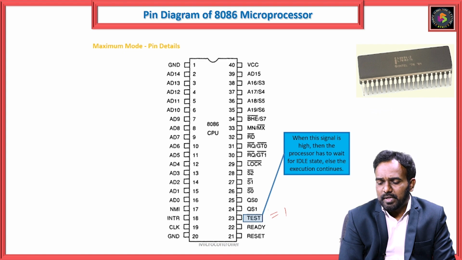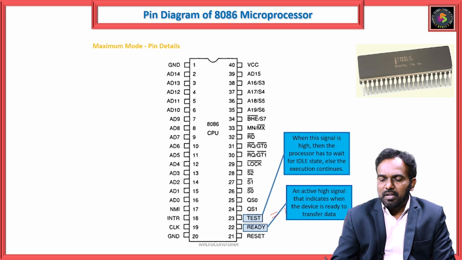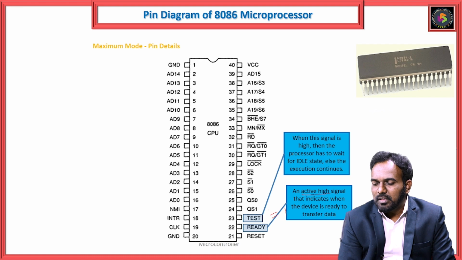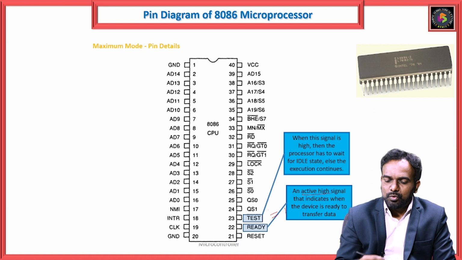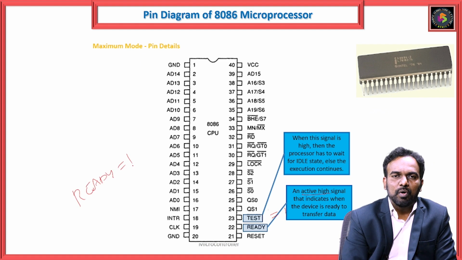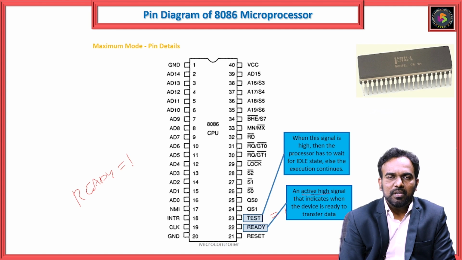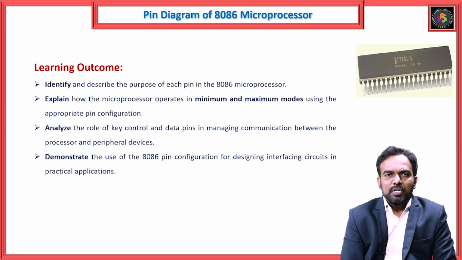And the last important pin is the READY pin. This is an active high signal that indicates when the device is ready to transfer the data. When the microprocessor is ready to transfer the data, we give READY pin equal to 1. Then you can transfer the data from the microprocessor to any of the peripheral devices. And this is about our pin description.